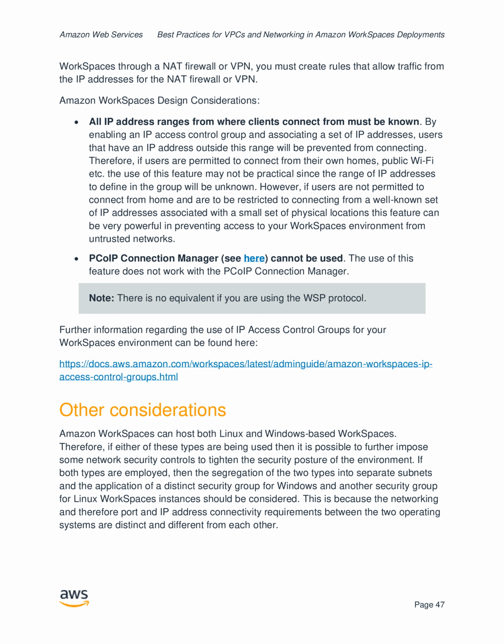Other considerations. Amazon WorkSpaces can host both Linux and Windows-based workspaces. Therefore, if either of these types are being used, then it is possible to further impose some network security controls to tighten the security posture of the environment. If both types are employed, then the segregation of the two types into separate subnets and the application of a distinct security group for Windows and another security group for Linux workspaces instances should be considered. This is because the networking and therefore port and IP address connectivity requirements between the two operating systems are distinct and different from each other.